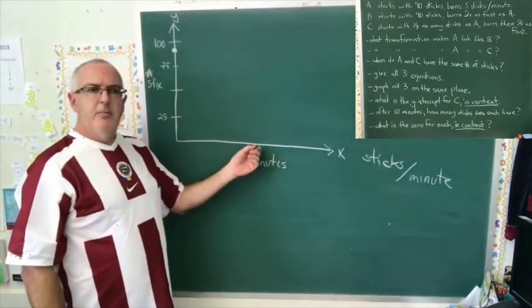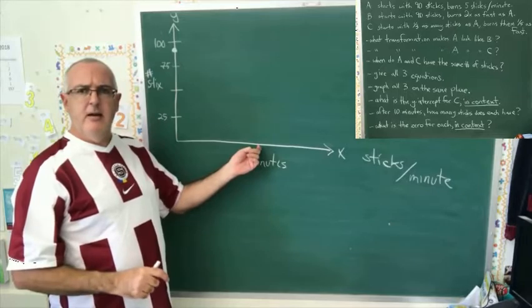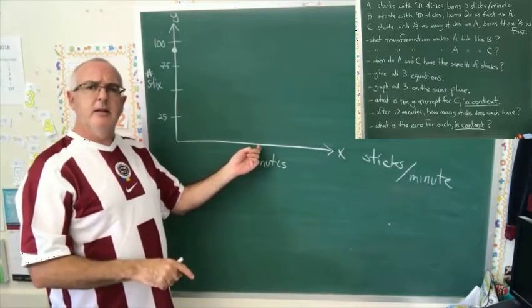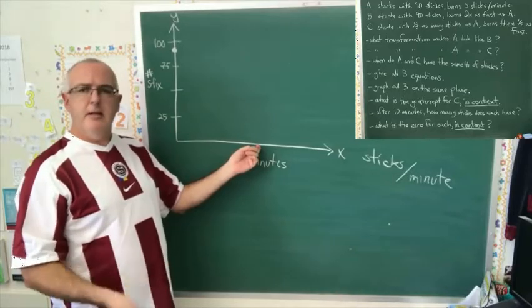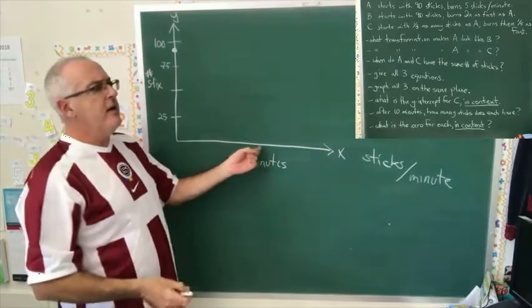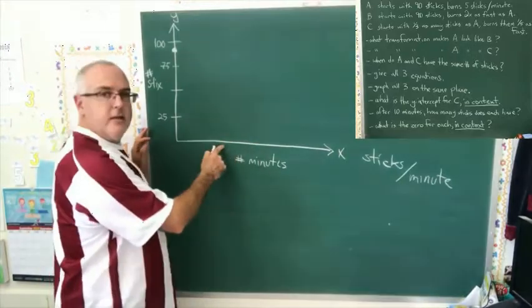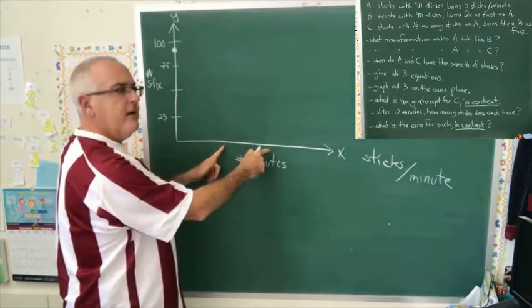B is burning the sticks twice as fast as A. B's 90 sticks will be burned after 9 minutes because B is burning 10 sticks per minute, twice as many sticks as A. So therefore, 9 minutes has to fit. That's easy. 9 and 18 need to fit.